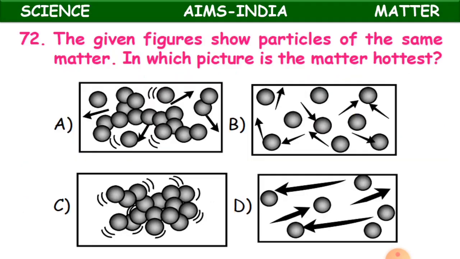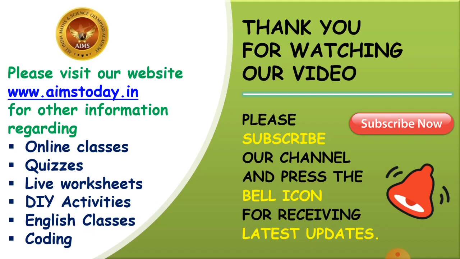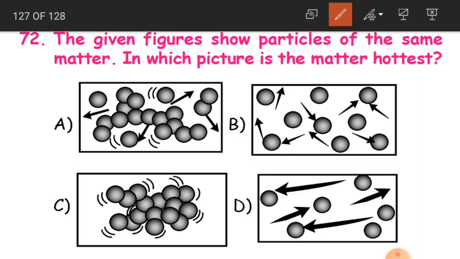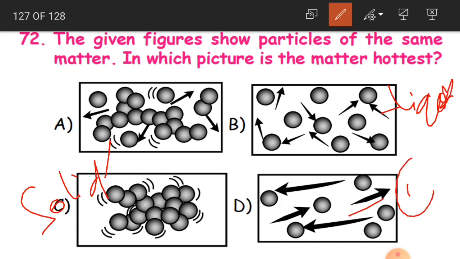And the last question for today, children. The given figures show particles of the same matter. In which picture is the matter hottest? See here, these two are solid state actually. This is solid state. Okay, this is also somewhat solid state. This is liquid state. This is gaseous state. Gas. Okay. So in which picture is the matter hottest?